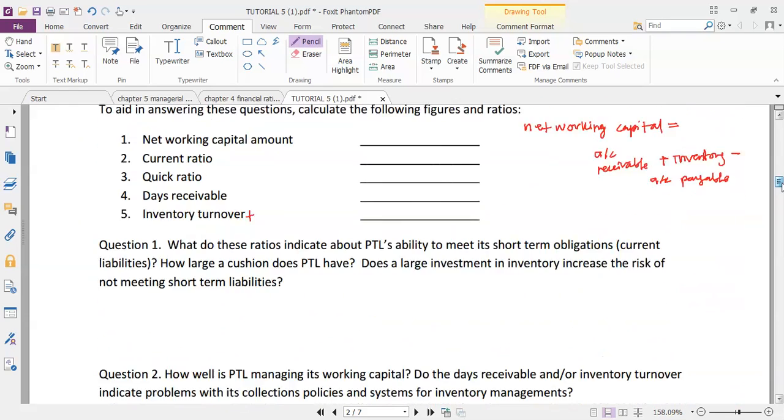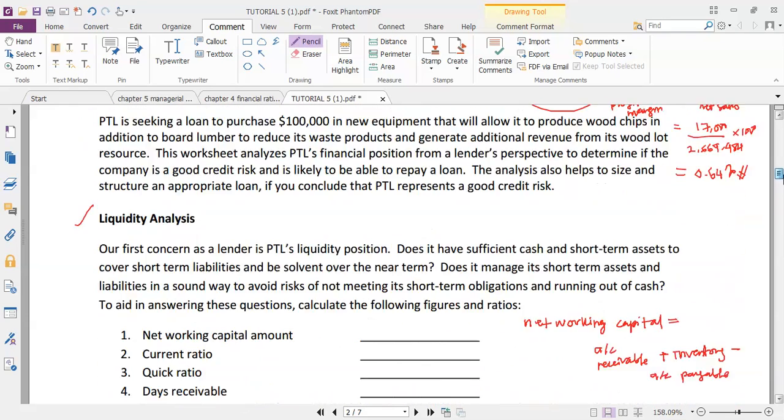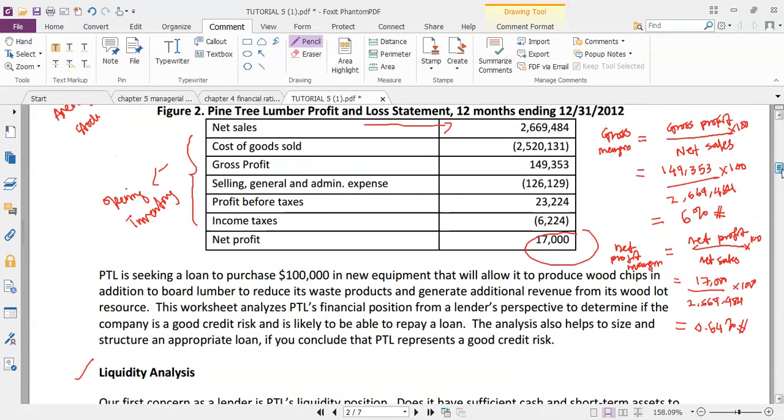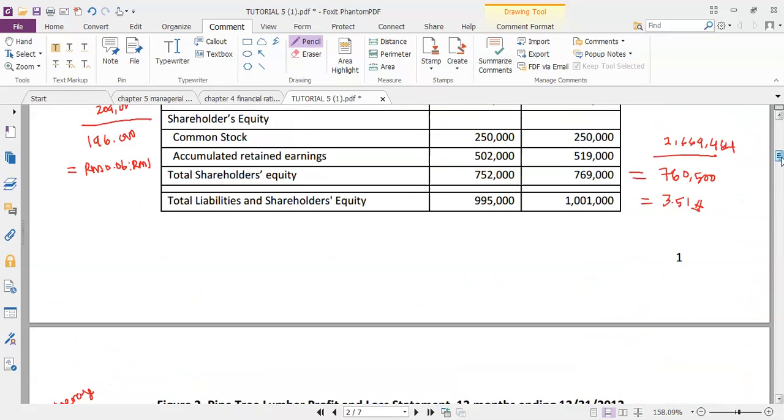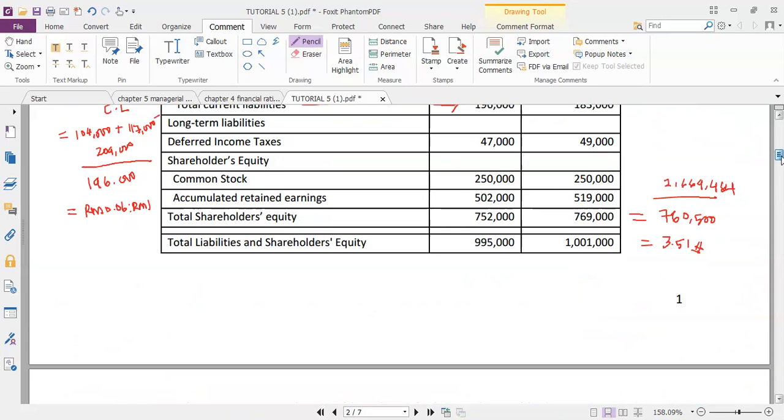Okay, for Rachel, please fix your WhatsApp because later on I will add any tutorials. I will put them inside the WhatsApp. It is even easier for me. Okay. So is there any question regarding how to calculate the ratios?